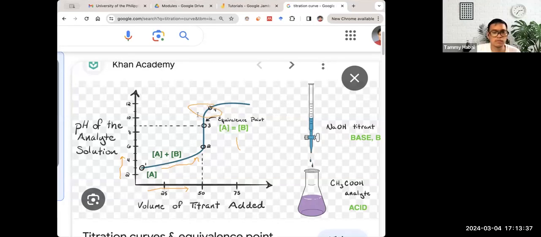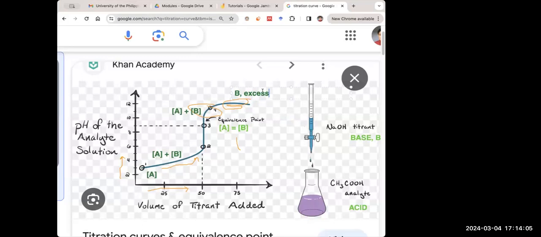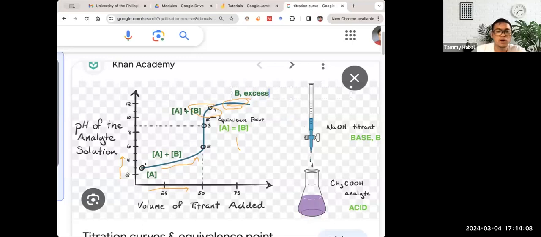Okay, correct. So you still have your acid plus base, but your base has a greater amount. And on this part, on the plateau, you have an excess of your base. It means when you say excess base, all of the acid is consumed, and you just have an excess of base. That's why it plateaued at pH 12.